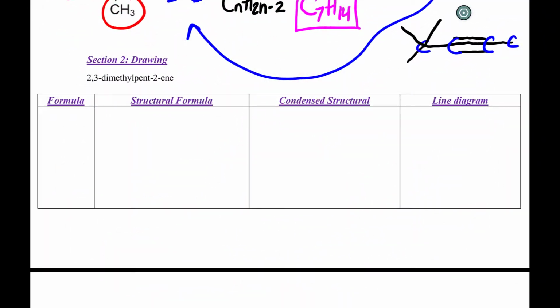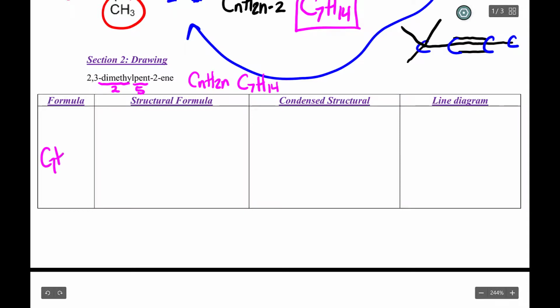The next thing we're going to look at is drawing an alkene, but I would like to start by figuring out the formula first. So here we go. We've got dimeth, so that's 2 carbons, pent, that's 5, and because it's ene, it's CnH2n. So I'm C7, 2 and 5 is 7, H, 2 times 7 is 14, so we're C7H14.